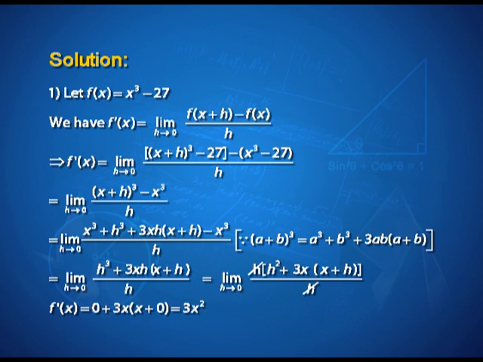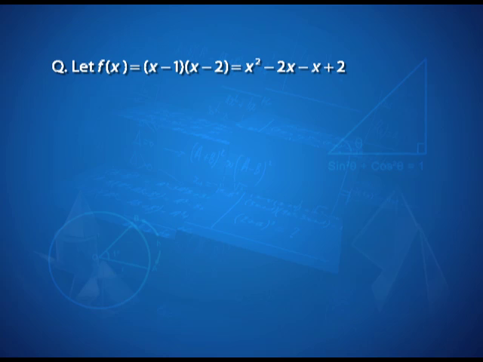that is equal to 3x square. Now, problem number 2: find the derivative of the function f(x) using first principle. f(x) is equal to (x minus 1) into (x minus 2), that can be written as x square minus 2x minus x plus 2. That implies f(x) is equal to x square minus 3x plus 2.